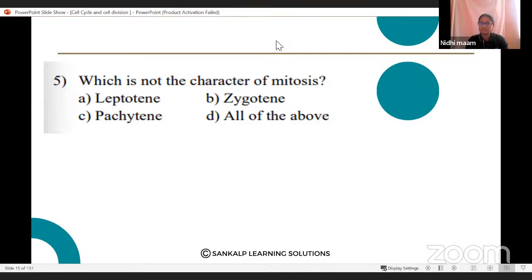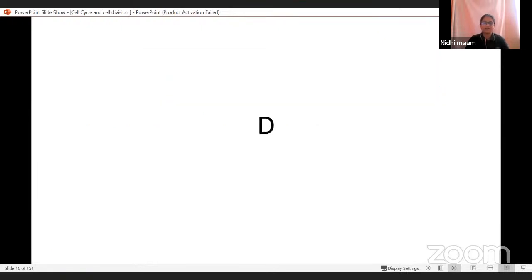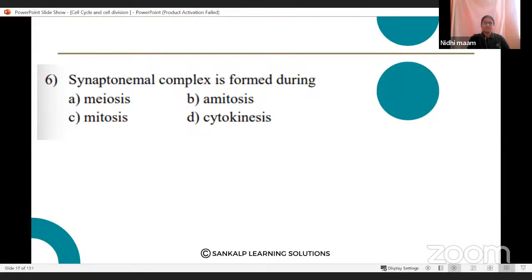The right answer for this question is option D. Option D. I hope everyone got the PDF. Synaptonemal complex is formed during: A is meiosis, B is amitosis, C is mitosis, D is cytokinesis.